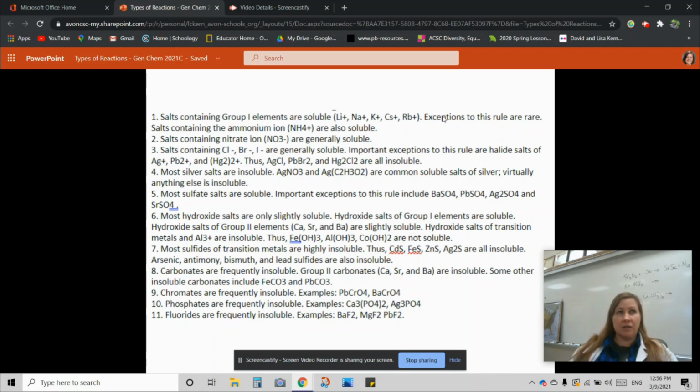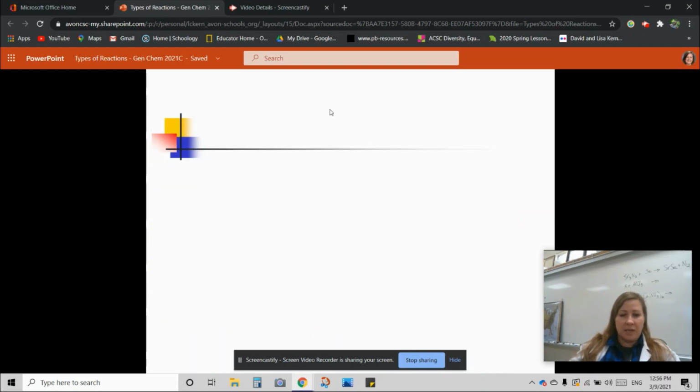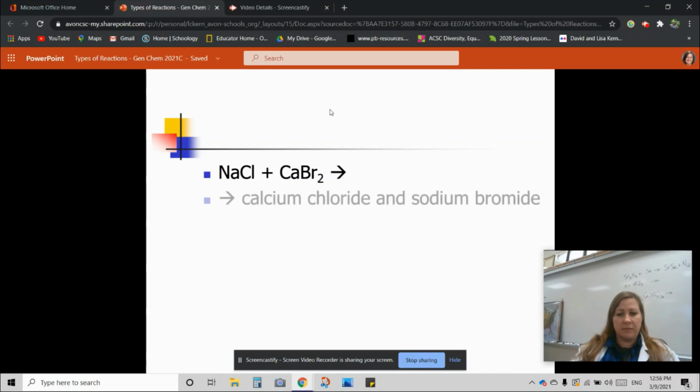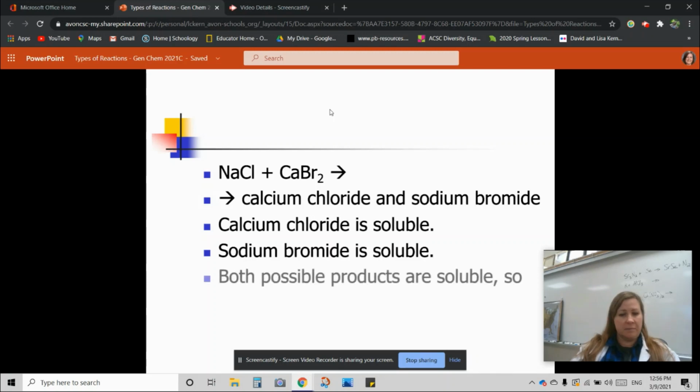So we would write sodium bromide, (aq), to say dissolved in water. And then calcium's not in this list early on, but it does say salts containing bromine are generally soluble. So that's going to be soluble too. So that means, in this case, we'd say calcium chloride is soluble, sodium bromide is soluble, therefore, no reaction.